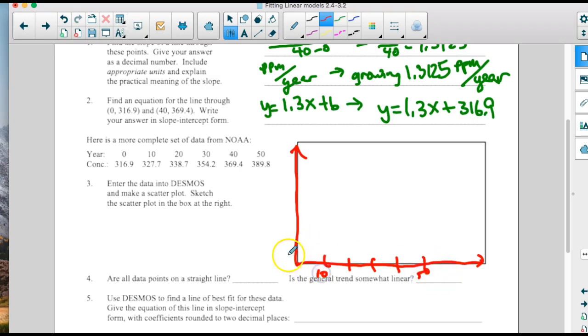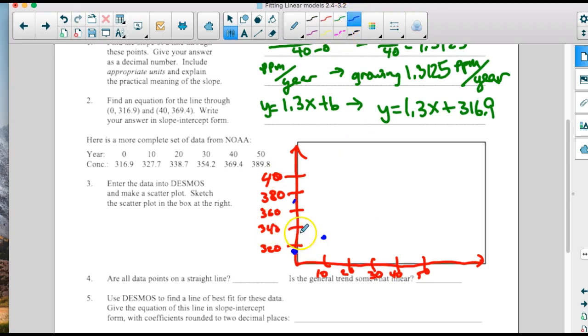And this is 10. And then we're going to start out at 300 and go by 20s. So 320, 40, 60, 80, 400. Okay, so my data points are going to be 0, 316, so right about here. 10, 327, right about here. So this is 340, 360, 380, 400. This is 10, 20, 30, 40, and 50.